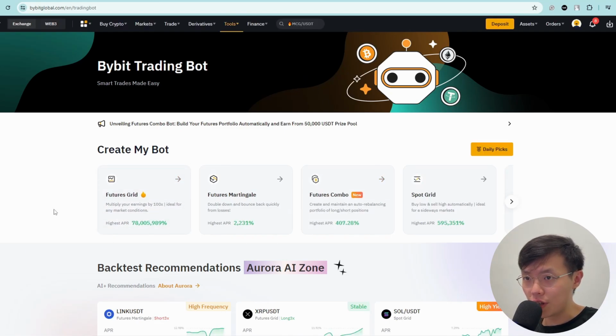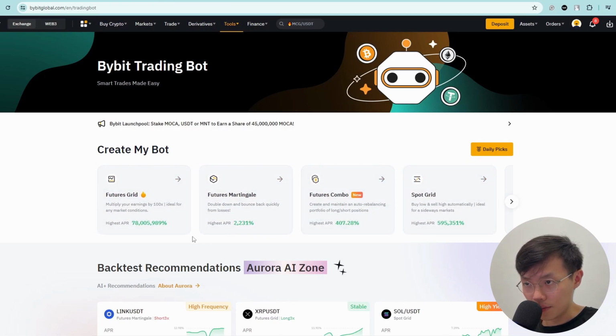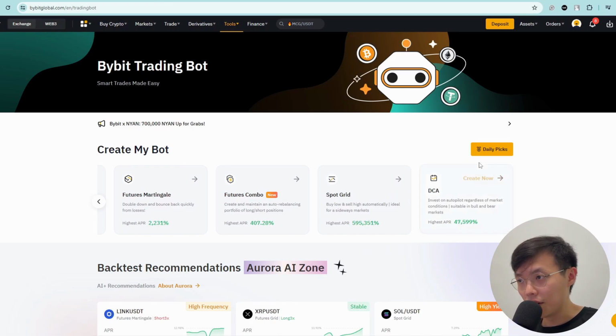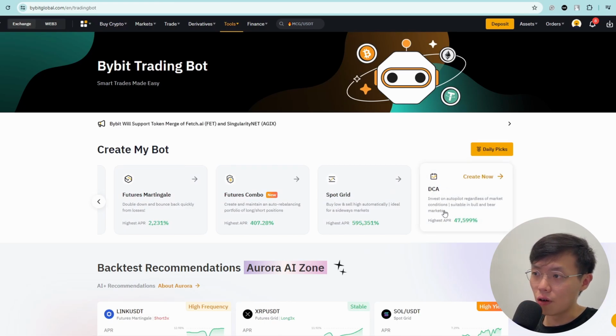All right, there are a lot of trading bots. There's the futures grid, and then the spot grid. These are all the trading bots you can explore. We have the DCA, dollar cost average, where it keeps on buying, suitable for long-term players. So let's look at DCA, since it's the easiest.